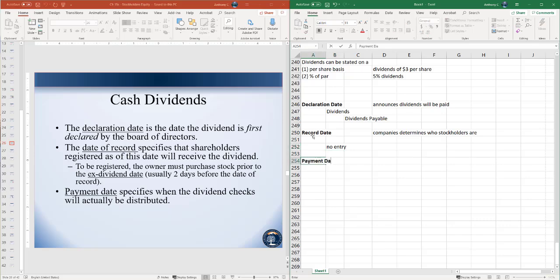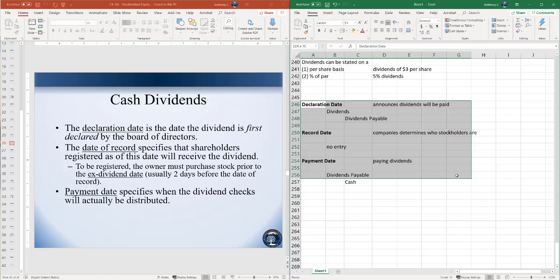And then the third date is the payment date. So as the name suggests, you're now paying dividends. Okay, so since we previously announced the dividend and accrued a liability, and we're now paying it, we're now satisfying the obligation. So make a debit to dividends payable. And since it's a cash dividend, we're paying cash out to our stockholders. We're going to credit cash for the amount of the dividend. So these are your 3 important dates here.